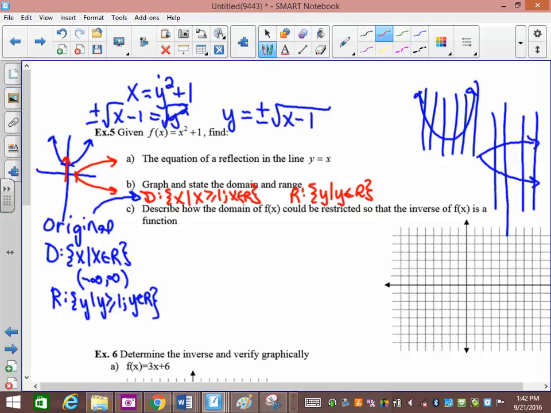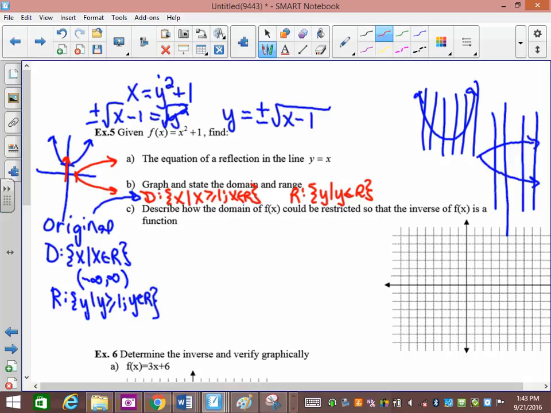They'll say, what restricted domain of the original would result in the inverse being a function? And they'll give you A, B, C, D, okay? For this particular equation, I could say yes, x is less than or equal to 0 or x is greater than or equal to 0. They usually do not pick that as the option. So they'll give you x is less than or equal to -2.